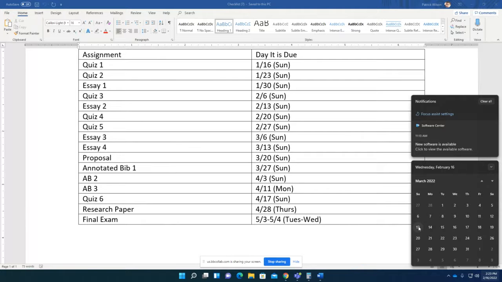So quiz 6 is our last quiz. We got 2 more before that, one due this Sunday, of course, one due the following Sunday. Then essay 3 is due after quiz 5 the following Sunday, and then essay 4. And then we have a little bit of a gap as it relates to our last quiz.